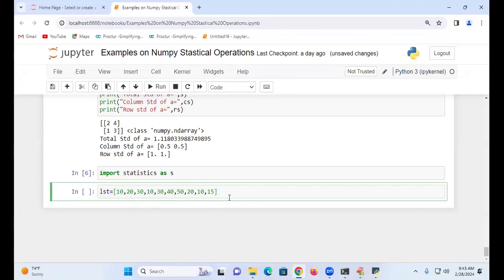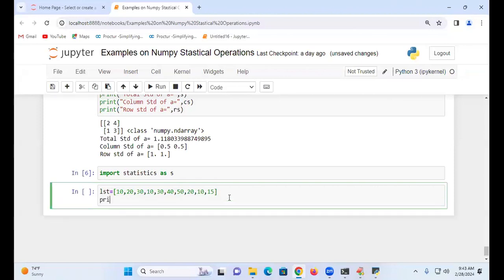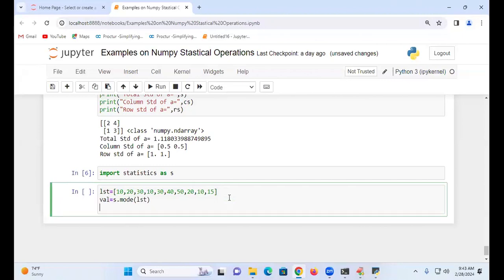So now I'm going to write print of, or I can write directly, yes dot mode of LST. Yes dot mode of LST. Now I'm going to take up the value here. What is the value printed here?